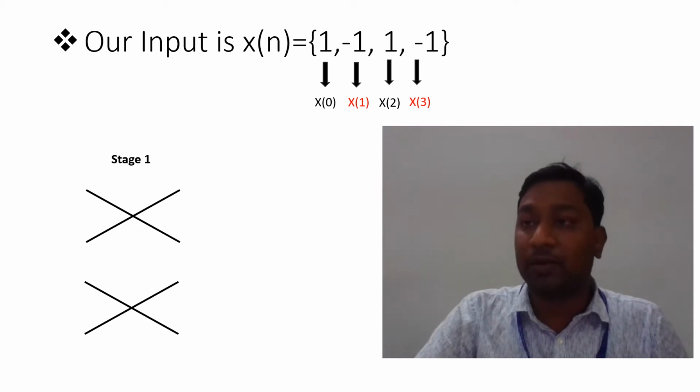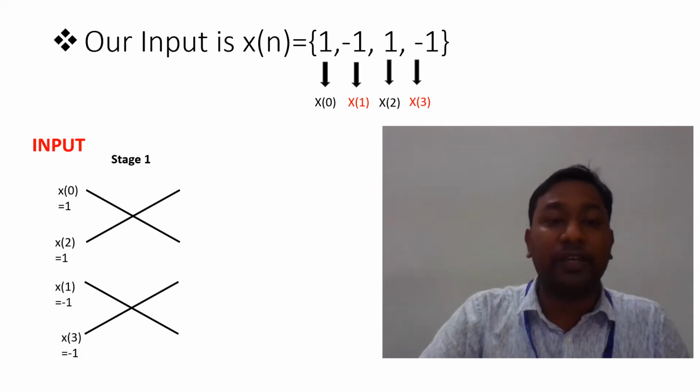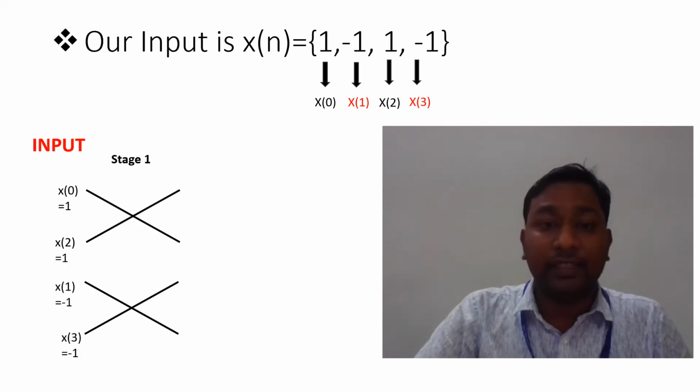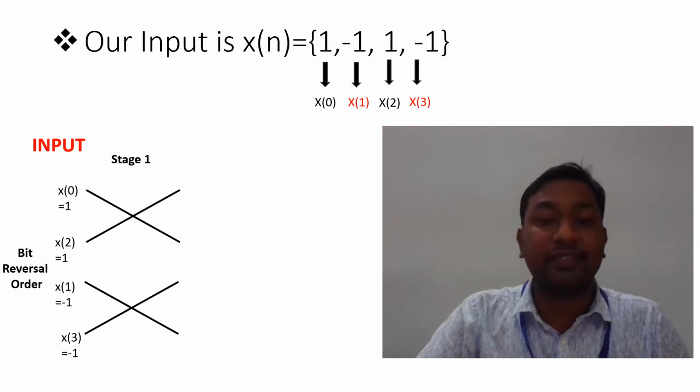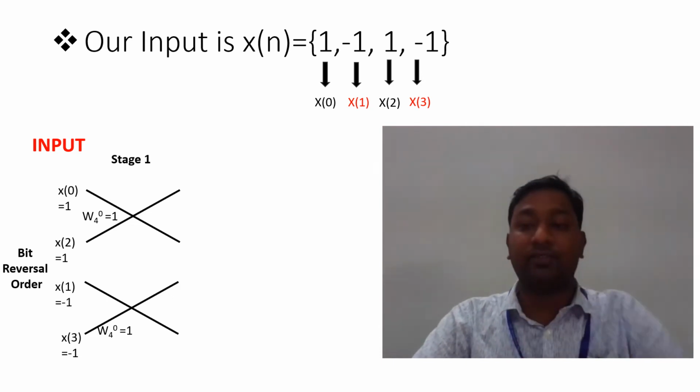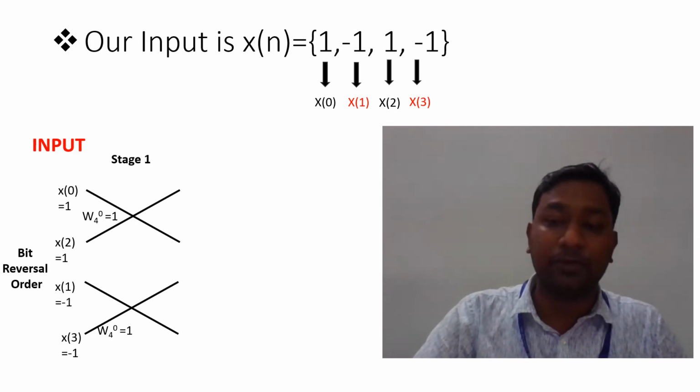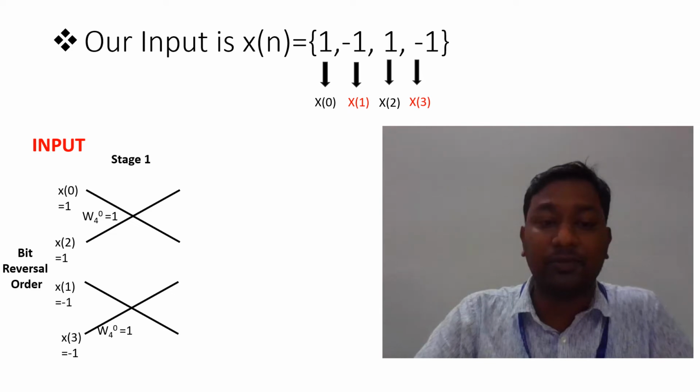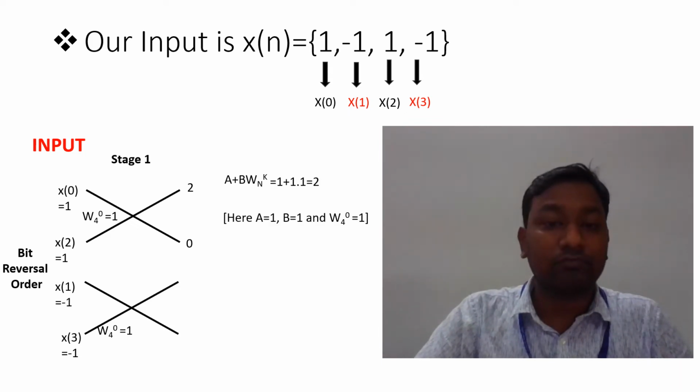First, stage 1. The stage 1 inputs are x of 0 is 1, x of 2 is 1, x of 1 is minus 1, x of 3 is minus 1. The input is in bit reversal order, and the first stage is simple. The twiddle factor associated with the first stage is omega 4 to the power 0 equal to 1, and again omega 4 to the power 0 is 1. So that is a simple addition: 1 plus 1 is 2 and 1 minus 1 is 0.